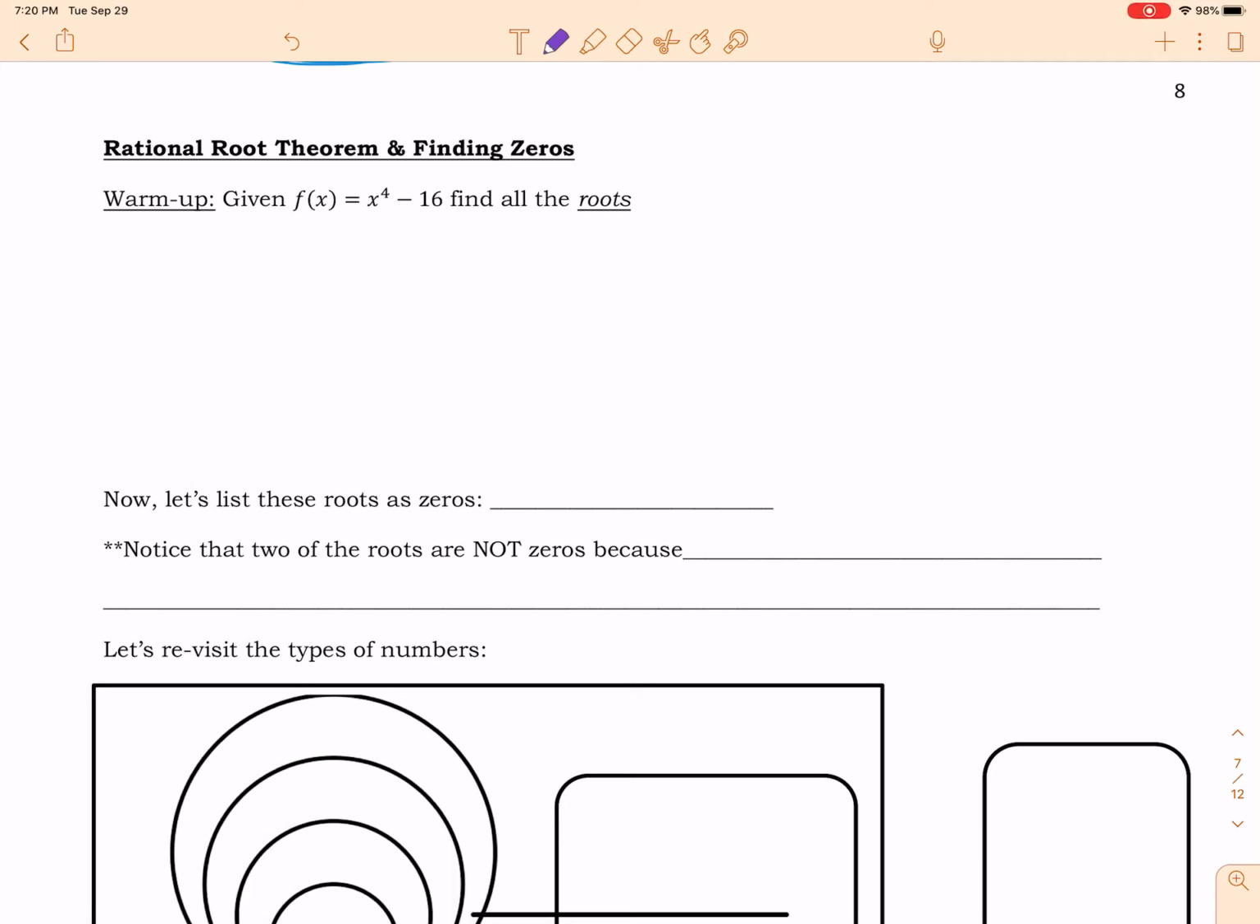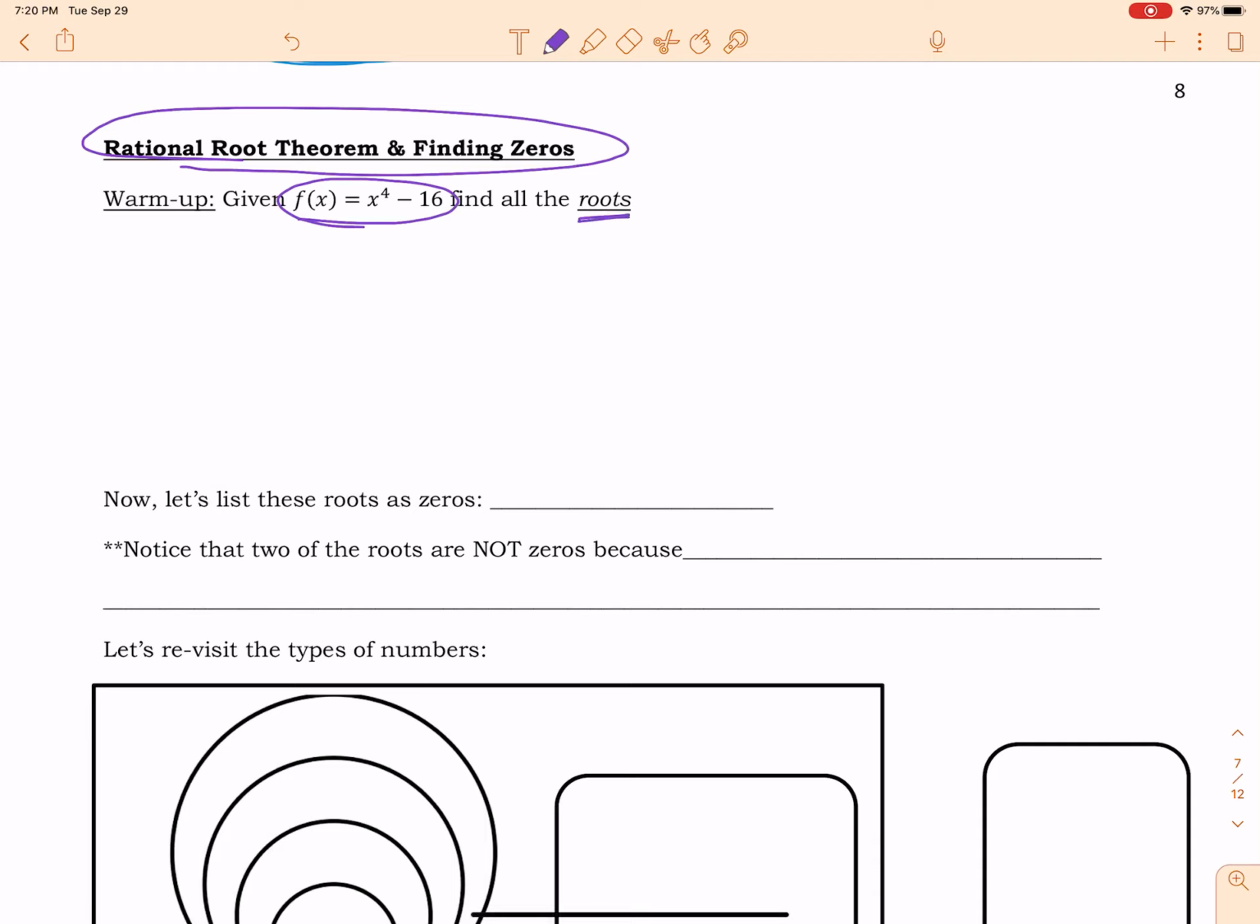All right, pre-cal babies. In this video, it's kind of an intro into the rational root theorem and finding zeros of your polynomials. So basically, we're going to talk about types of numbers here just to refresh your memory. The first thing I want to do is look at this function right here. We have x to the fourth equals 16, and I need to find all the roots.